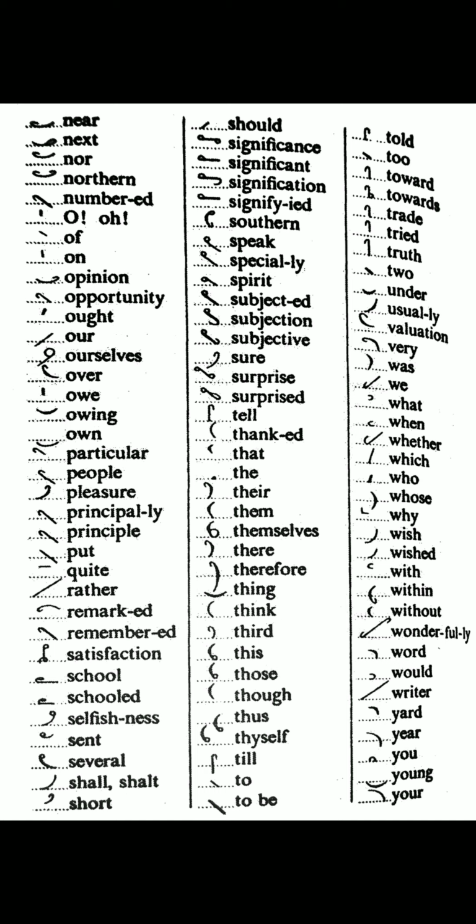T with R hook on the line for truth. Thickened tick through downward form for two. And halved thickened on the line for under. Ish Z on the line for usual and usually. V with L hook above the line for valuation. Alternative form of were on the line is used here for very.